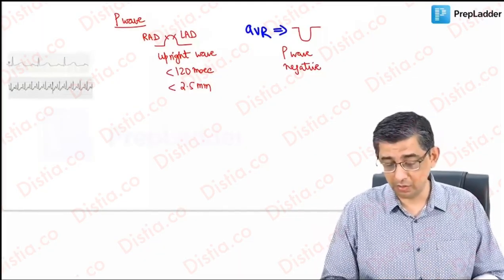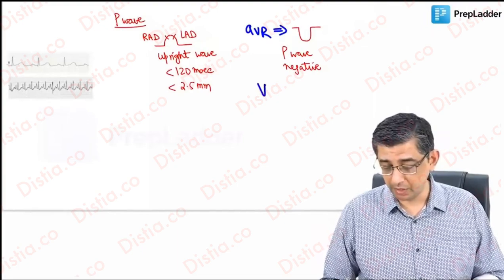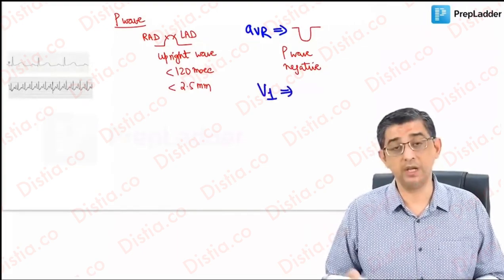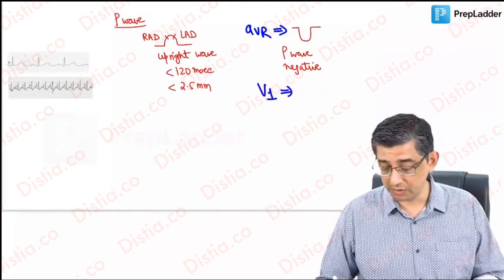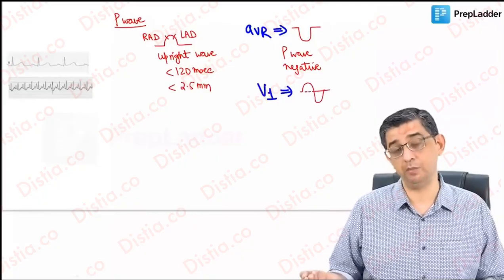In contrast, if you look at lead number V1 per se and scan the P wave, you will notice it will be biphasic. Some part of it will be above the baseline, some part will be below the baseline.